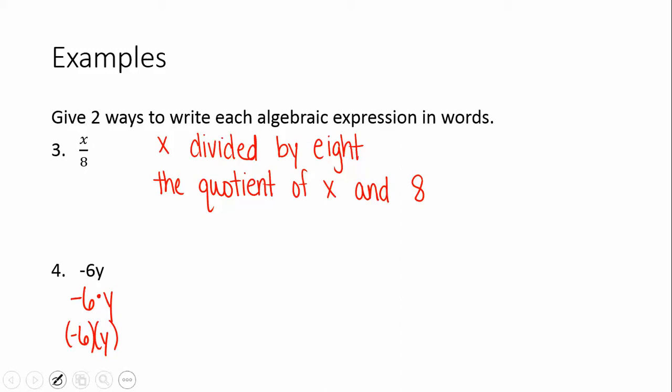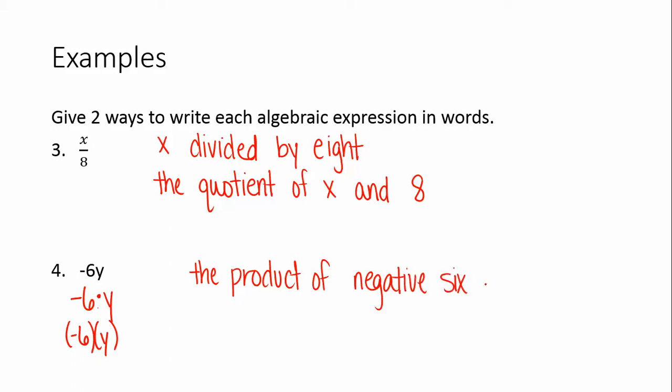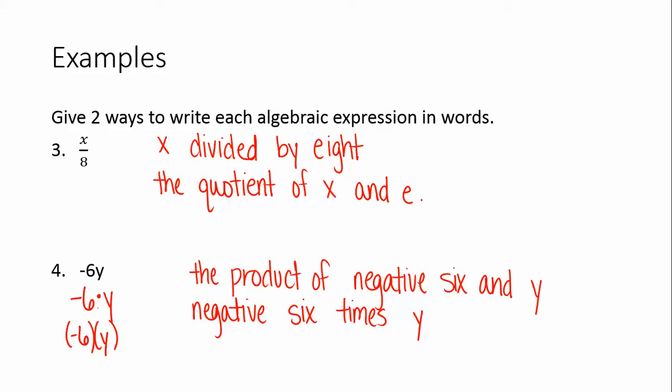So we have lots of words for multiplication. Product is one of them. So we could say the product of negative 6 and y. Another word for multiplication is times. So you could write negative 6 times y. And if you go back up to example 3, I really should have written out the number 8.